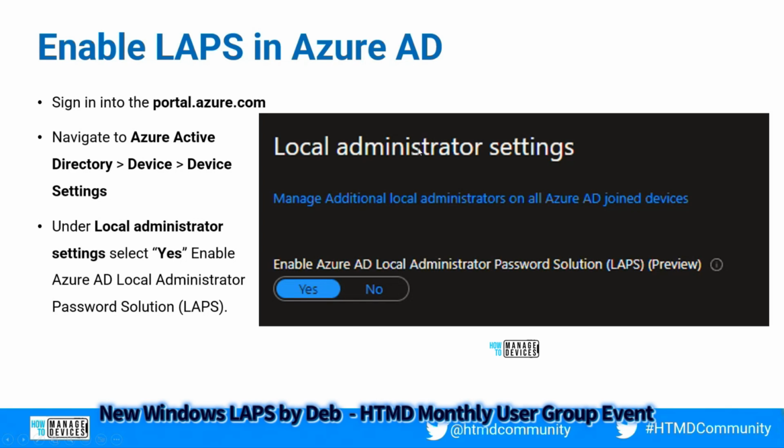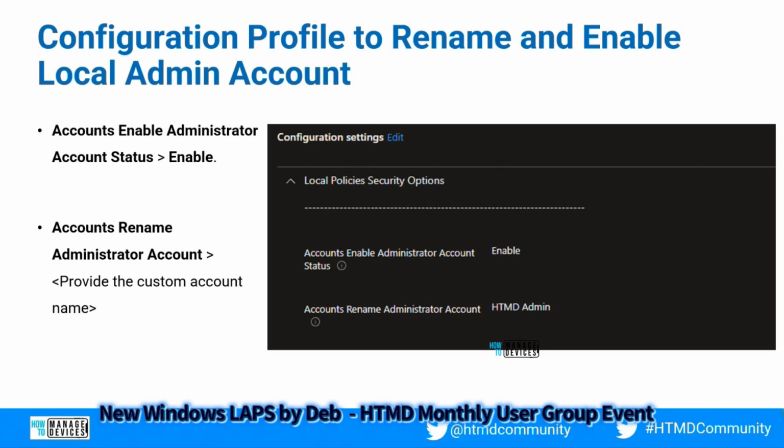If you are implementing LAPS through Intune, what are the other requirements? The local administrator setting must be enabled. Even if you created a LAPS policy in Intune, if this setting in Azure AD is not enabled as yes, then the LAPS policy is not going to work. To apply this, sign into the Azure portal, navigate to Azure Active Directory, then go to Devices. Under Device settings, you will see the local administrator settings option. Select it as yes, and then LAPS will apply on all your devices. These are the prerequisites you require if you are enabling LAPS policy through Intune.